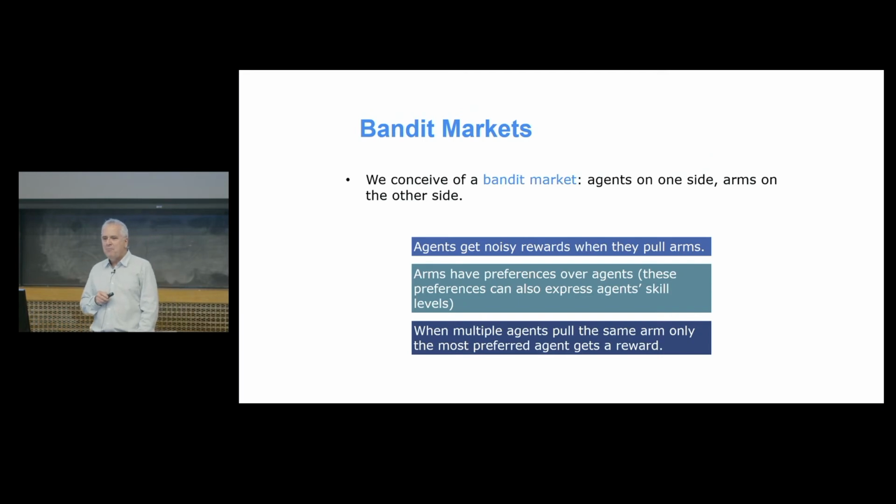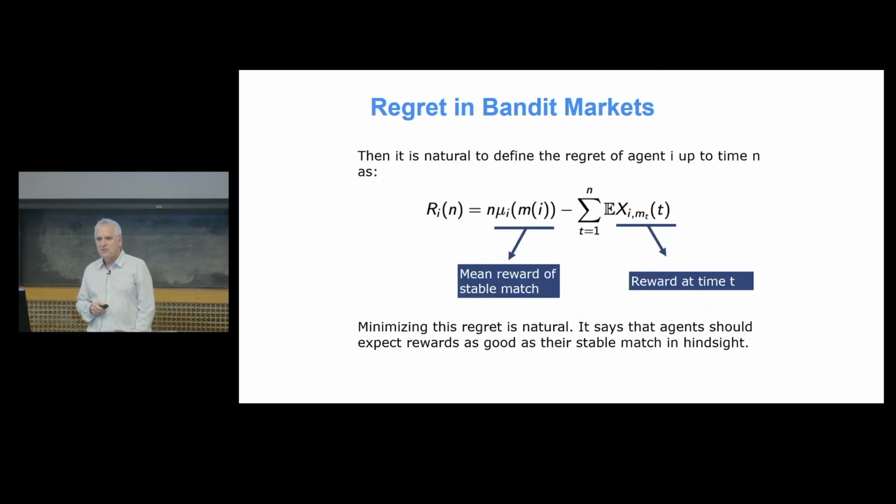And so now we have a bandit market in which you get noisy rewards, and if you overlap, only one of you gets the reward. So what's the story here? Let's do a regret analysis. We have to define the oracle, and the oracle is pretty straightforward. Suppose we knew all of the mean rewards a priori, and we gave those to the Gale-Shapley stable marriage algorithm. We call the regret relative to that the stable regret.